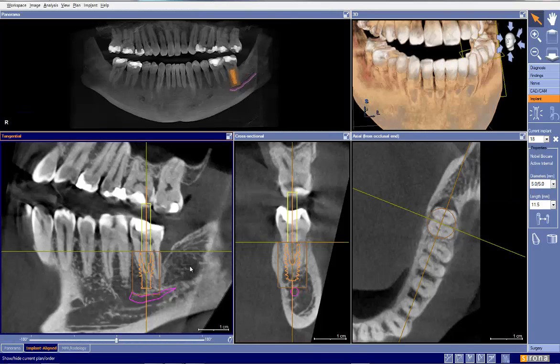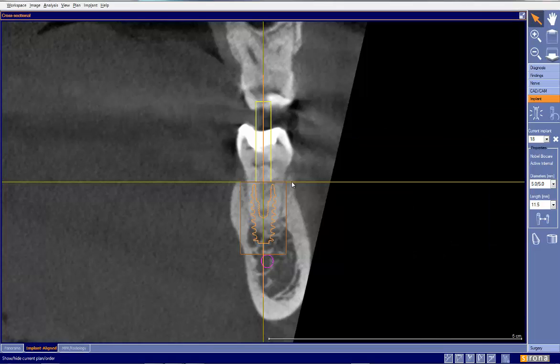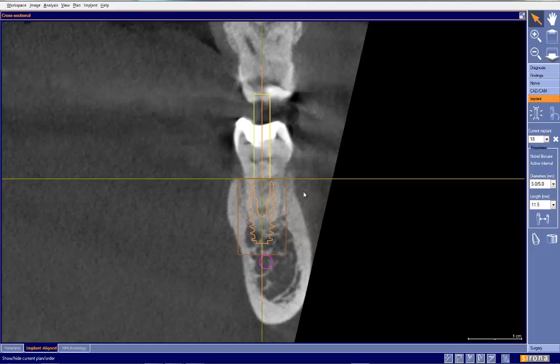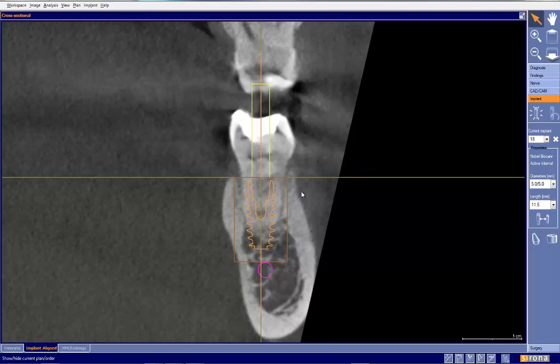So let's go ahead and take a look at the implant as it's planned. So here we are with the implant planned. And what I would like to say first is, this is a pretty good plan, okay? There are a few questions I have.